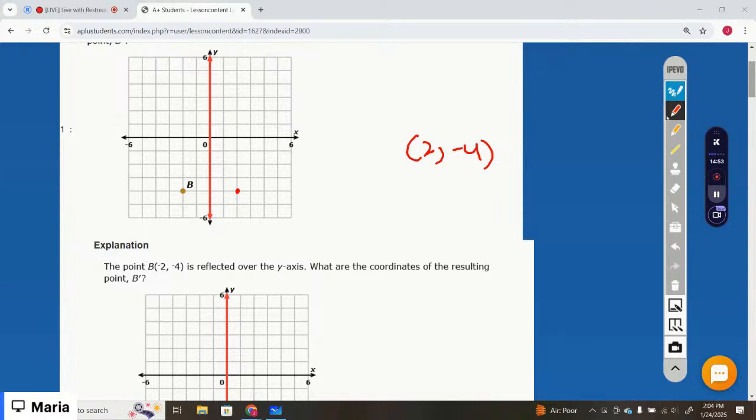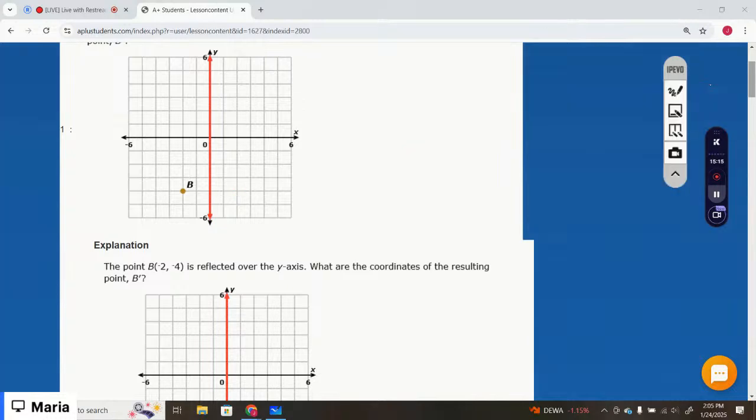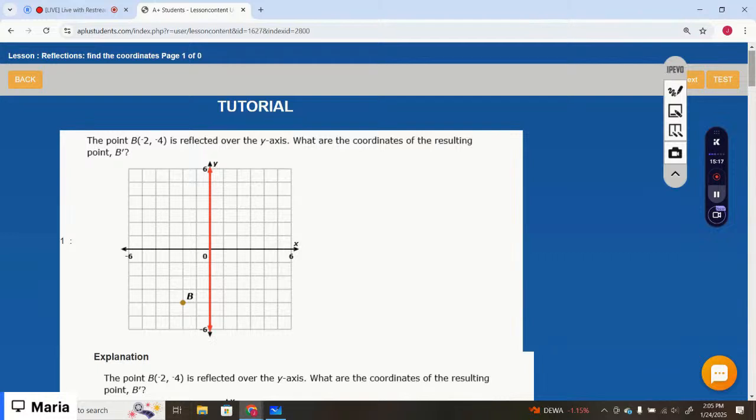We're working on grade 7 math. The chapter we're working on is transformations and congruence. The lesson we are on right now is reflection, find the coordinates.